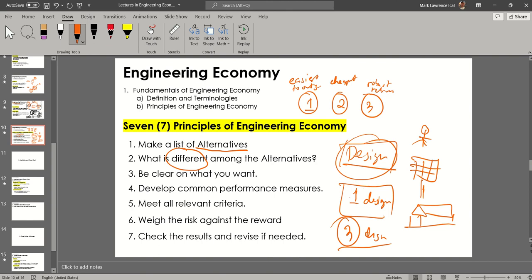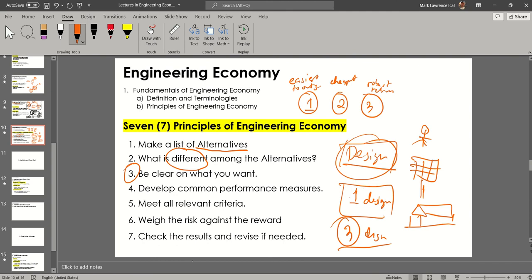What's the difference on the alternative? So one alternative is it's easier to set up. Second one is cheapest, and the third one is robust, reliable. So number 3. Now you have to be clear on what you want. What do you want? You want the mix of the 3, or you only want a mix of the 2? No, cheapest and robust, or cheapest and easier to set up.